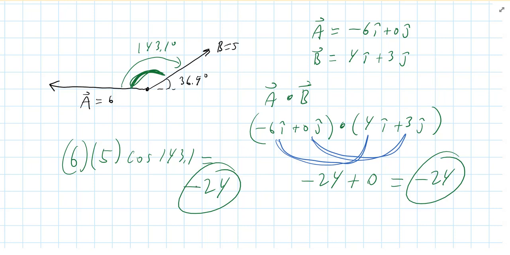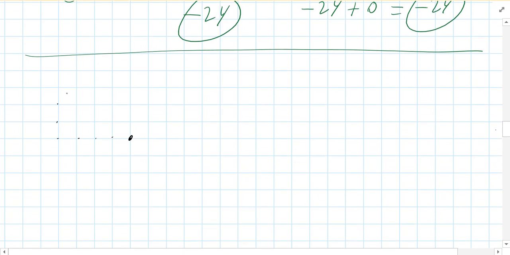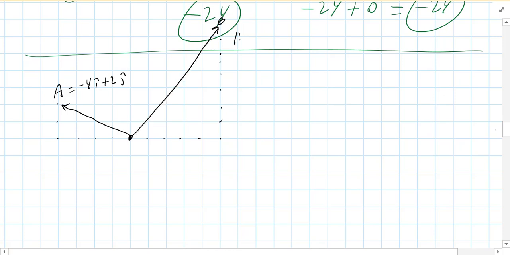All right, now I've got another example for you. Let's say A, and I'm going to draw this to scale just so you can see it, is negative 4 comma 2. So 1, 2, 3, 4, 1, 2. So A goes like that, and it is negative 4 i hat plus 2 j hat. And then B is going to be 5 comma 7. So from here we go 1, 2, 3, 4, 5, and 1, 2, 3, 4, 5, 6. I'm way up there. So there's B, and that is 5 comma 7.